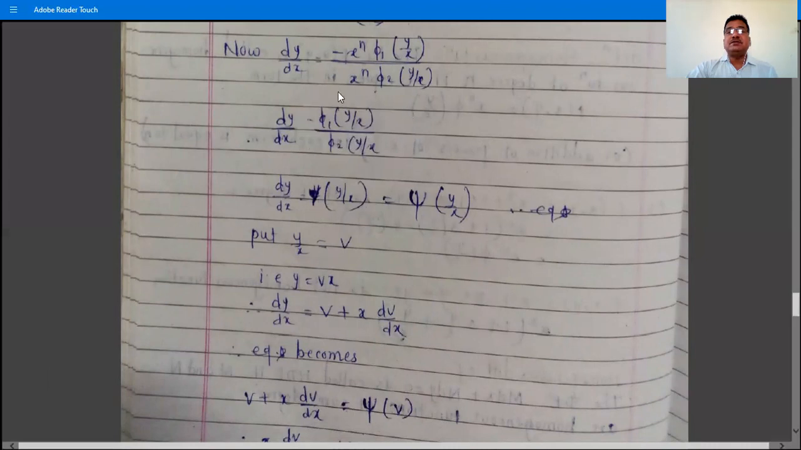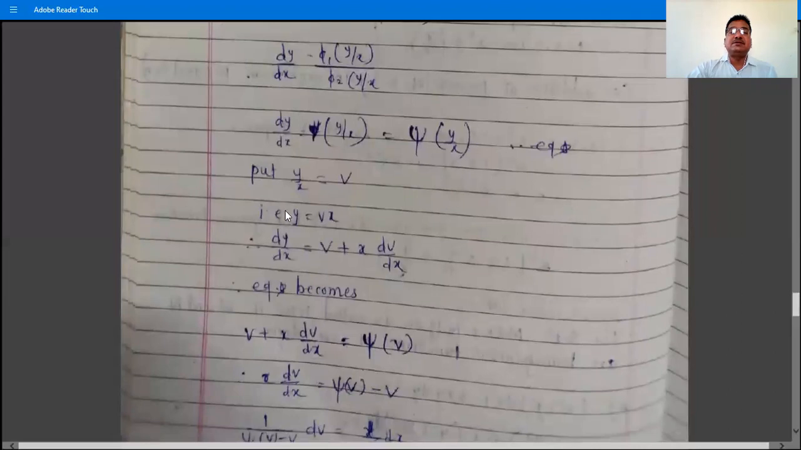Suppose the whole function is denoted by psi. So this is a function of y by x, psi of y by x. We denote dy by dx as psi of y by x, where phi1 y by x over phi2 y by x is denoted by psi y by x. Suppose this is equation number star. Then put y by x is equal to v, that is, y is equal to vx.